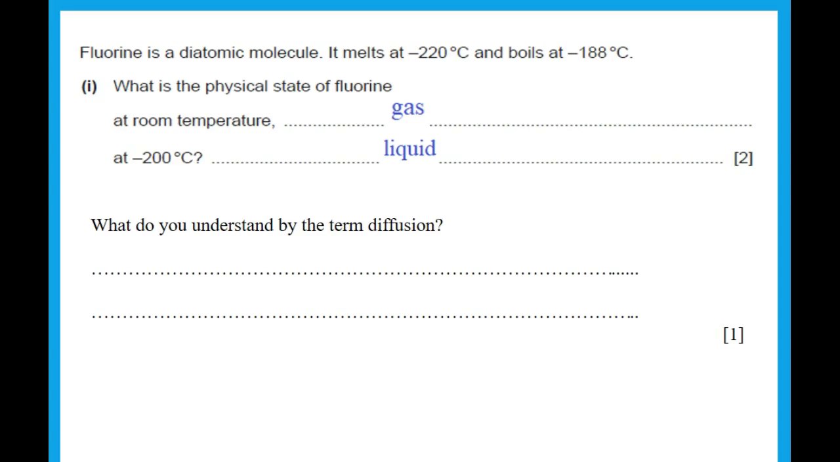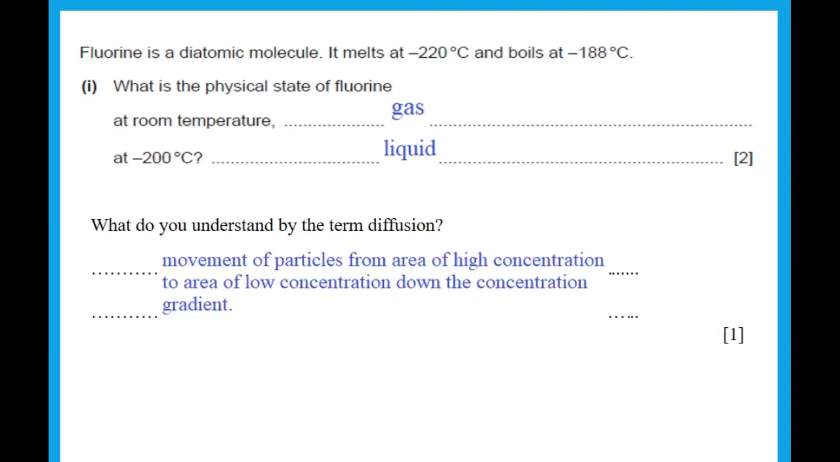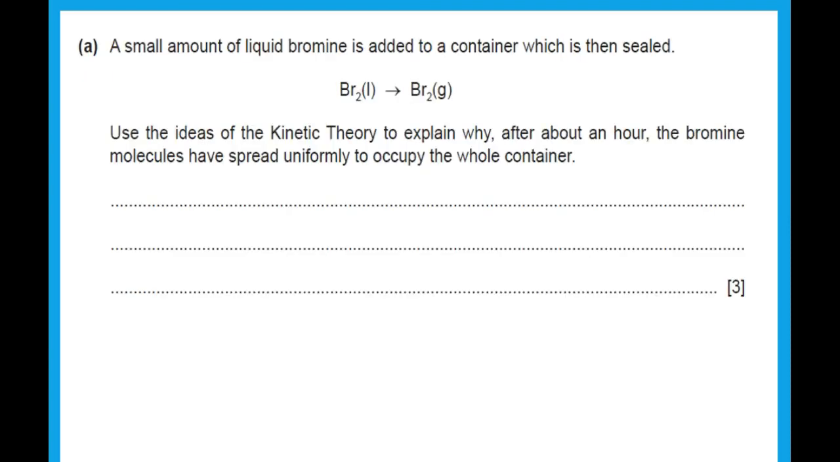Okay. What do you understand by the term diffusion? Of course, definitions are the easiest questions that you could have. Please study the notes. The notes that are uploaded on the website in PDF will give you all the definitions that you're supposed to know. So you should learn these definitions. So diffusion is movement of particles from area of high concentration to area of low concentration down the concentration gradient.